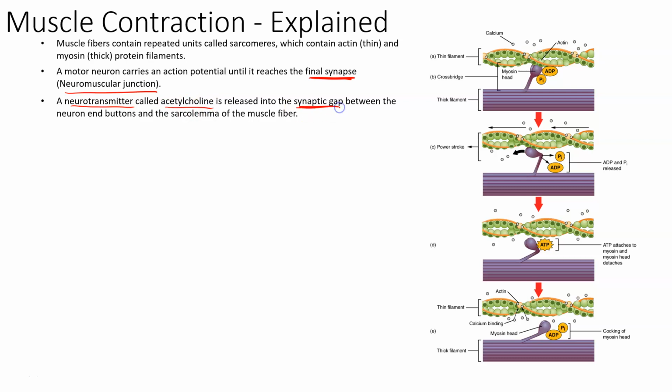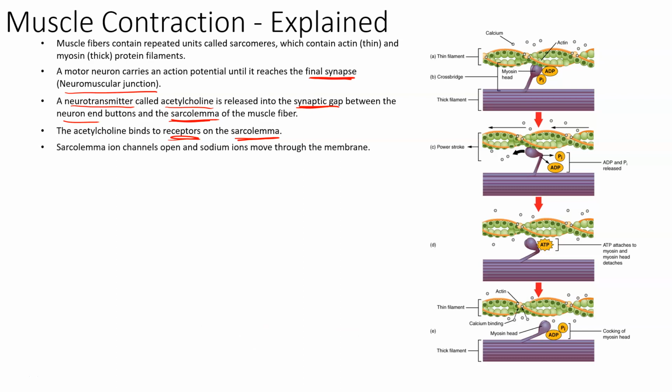Acetylcholine is released into the synaptic gap, which is the gap between the neuron and the sarcolemma, which we remember is the membrane that surrounds the entire muscle fiber, or the muscle cell. When the acetylcholine reaches the sarcolemma, it binds to receptors on the sarcolemma, the membrane of that muscle fiber. When it binds to the receptors, it opens up the ion channels and releases sodium ions through the membrane, which causes an action potential to move through those T tubules.